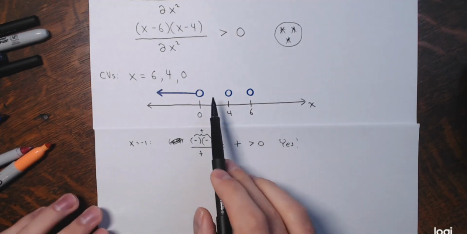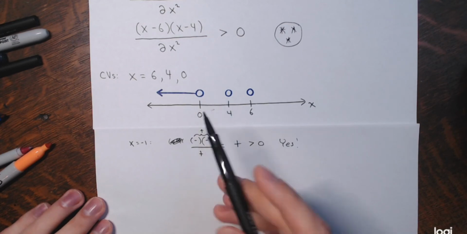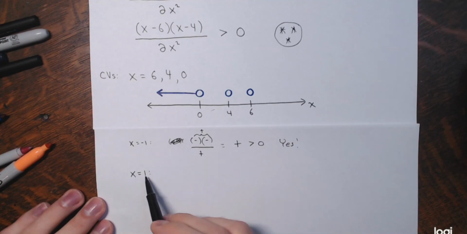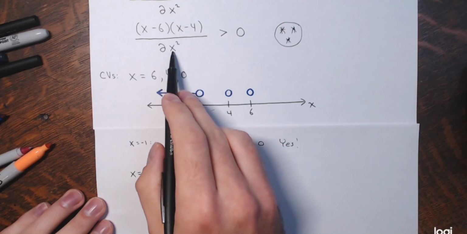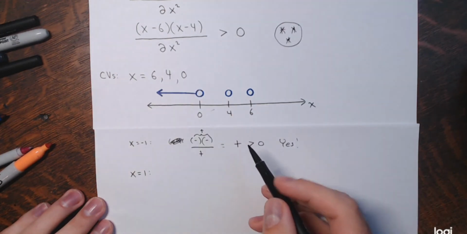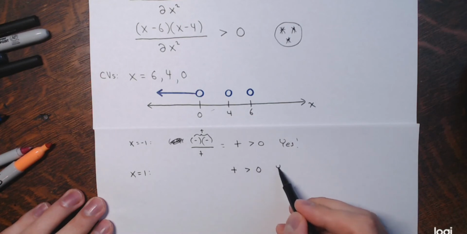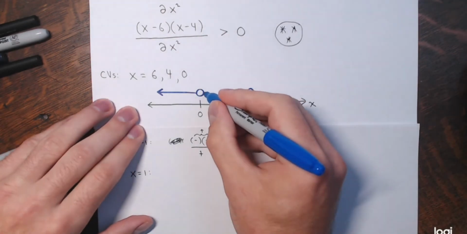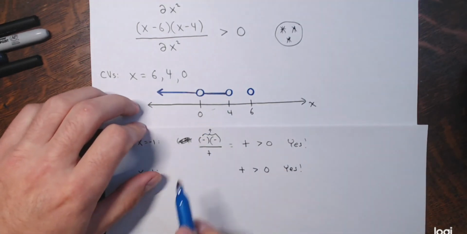Okay, now how about between 0 and 4? Between these critical values? Well, 1, 2, 3, whatever you want. I'll take 1. When I plug in 1, you have a negative factor times a negative factor divided by a positive again. So it's the same thing. You have a positive number on the left is greater than 0. So yeah, there's solutions there as well. So between 0 and 4, there are also solutions. So I mark those off.